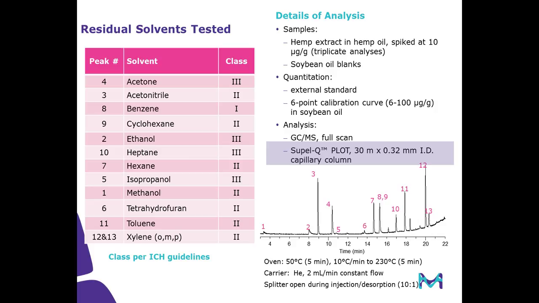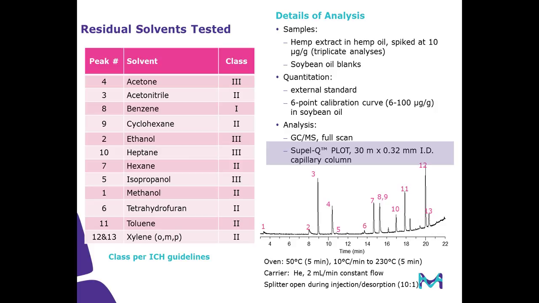And since I am in the state of Pennsylvania, medical cannabis was just made legal recently, and we don't have access to concentrates and whatnot. At the time that I did this work, I used hemp extract. And I spiked it with a list of residual solvents that were of interest to those that are doing this type of testing. And I extracted it by SPME and then quantitated it against a curve that I prepared in soybean oil and extracted by SPME.